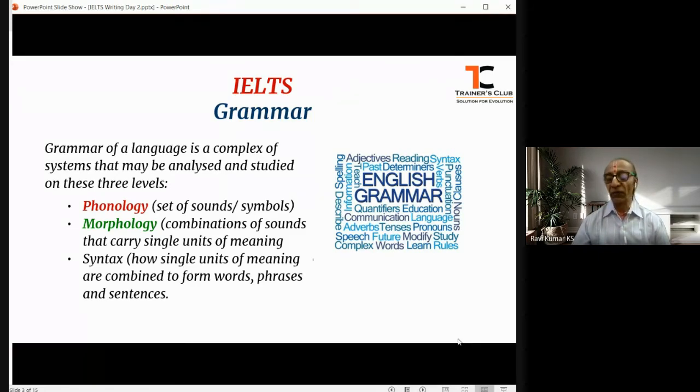Then comes the morphology. Morphology is another important thing in any language. That is the combination of sounds that carry a single unit of meaning. Okay? That means there are certain words which can be pronounced in different ways, but carry the same meaning.